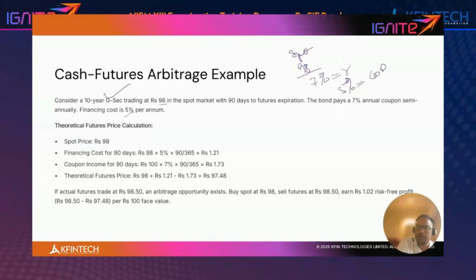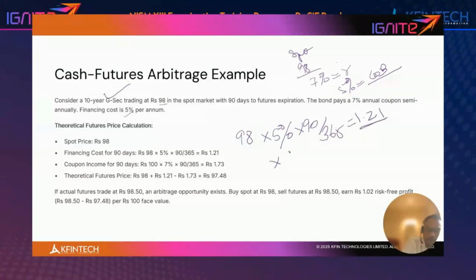Cost of borrowing, COB. Spot is 98. Financing cost for 3 months is 5% into 90 by 365, which is 1.21. Similarly, cost of carry is 7% into 90 by 365, which is 1.73. Now 1.73 is your gain and 1.21 is the loan interest that you have to pay.